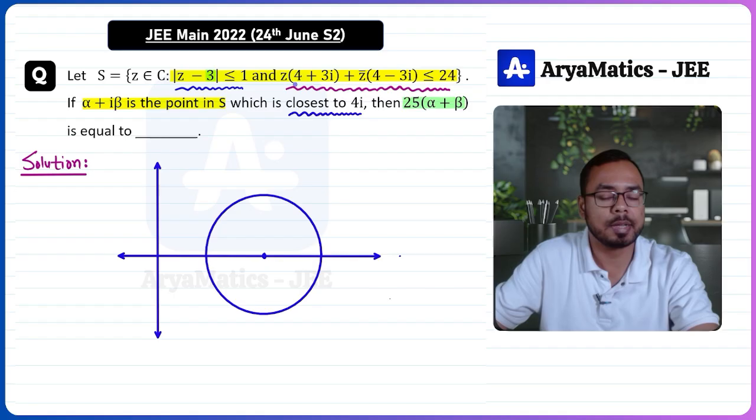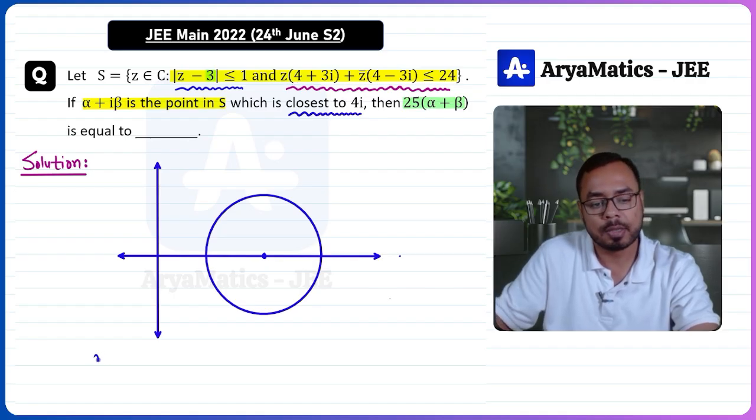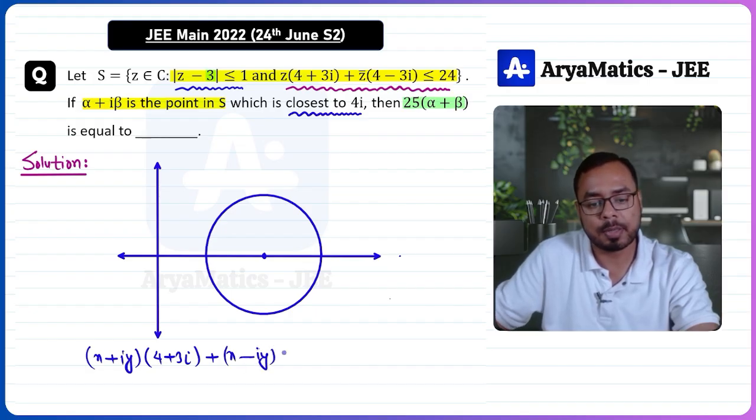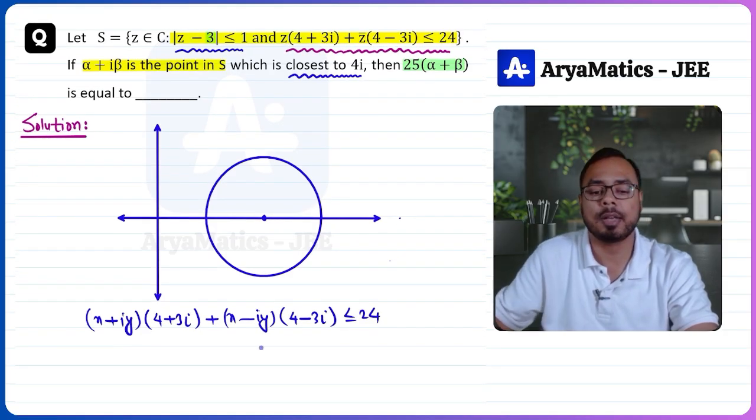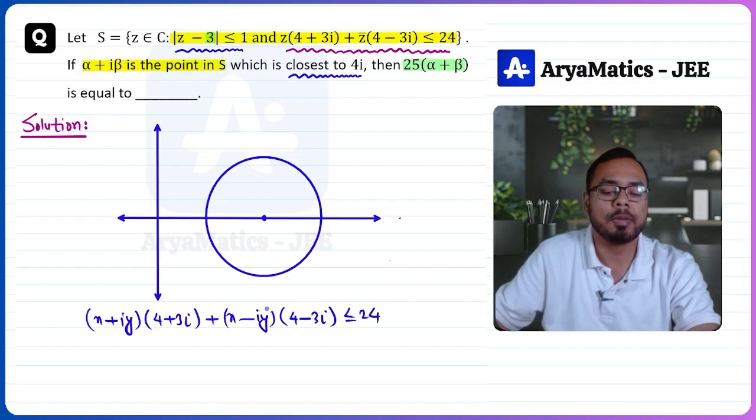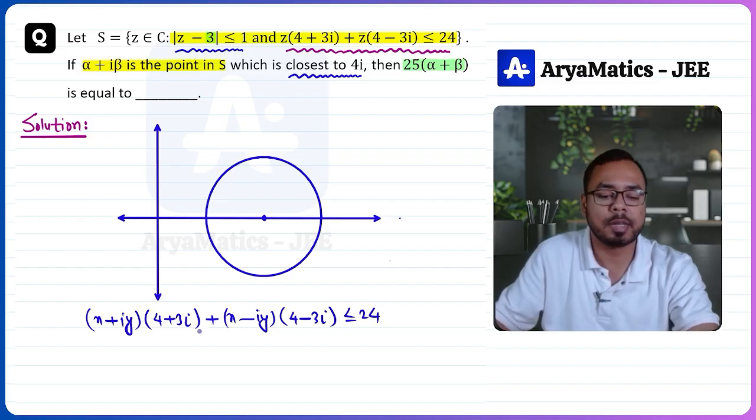So in place of z, let us substitute x plus iota y. So we have x plus iota y multiplied by 4 plus 3 iota, and z conjugate means x minus iota y multiplied by 4 minus 3 iota, and this should be less than or equal to 24. Now see here, the right hand side is a real number, so this inequality will make sense only when the left hand side is real. So that means the iota term will cancel, right? So let us write the real part only.